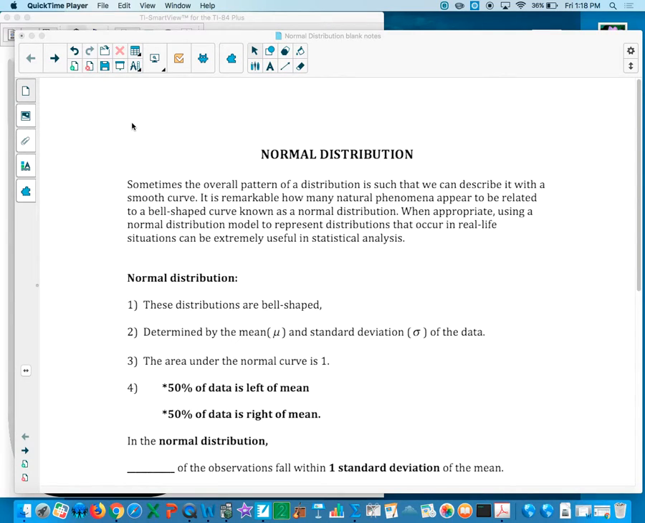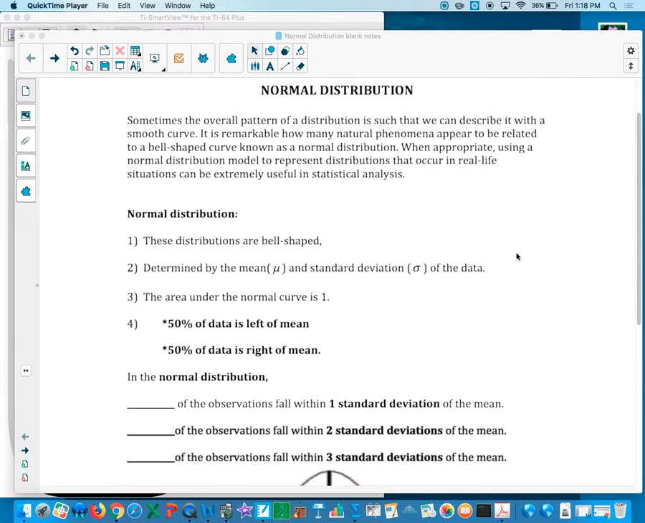In this video, we're going to take a look at the normal distribution and use it as a way to organize data. So the mean and the standard deviation are going to be the important parts of this. They are considered bell-shaped curves. The mean, we're going to use the mu symbol, standard deviation, this other symbol here.